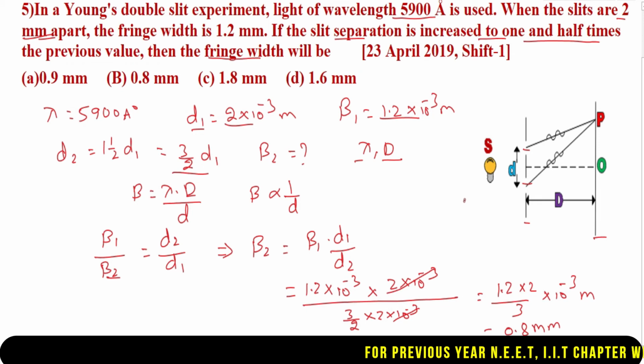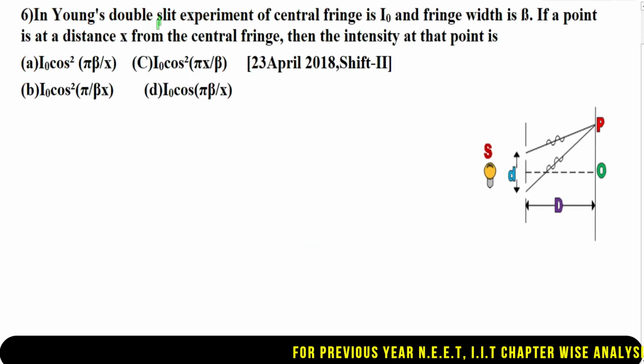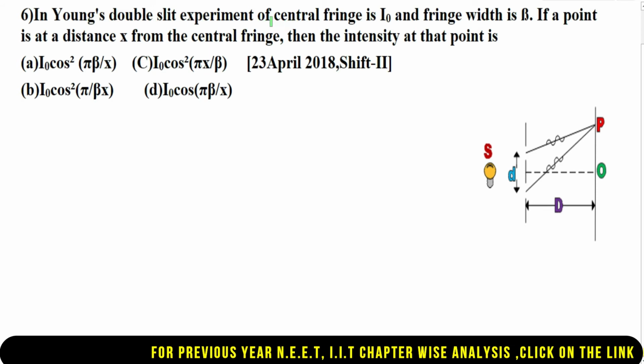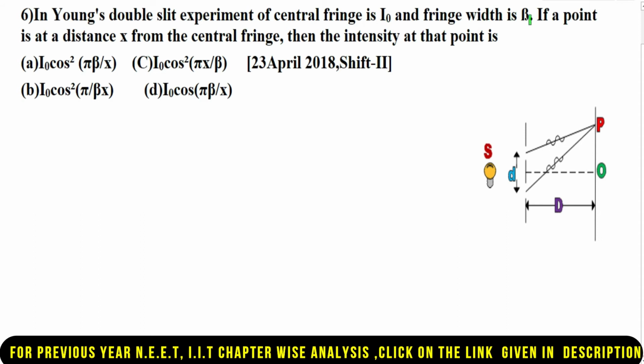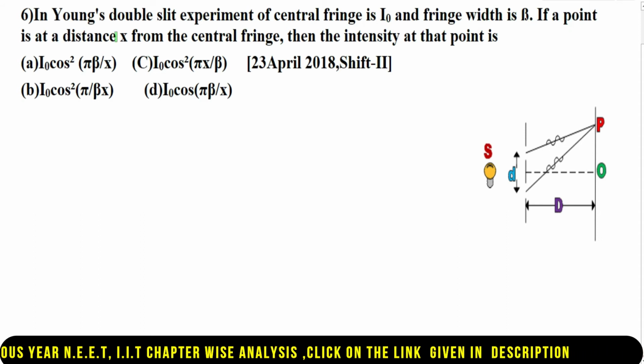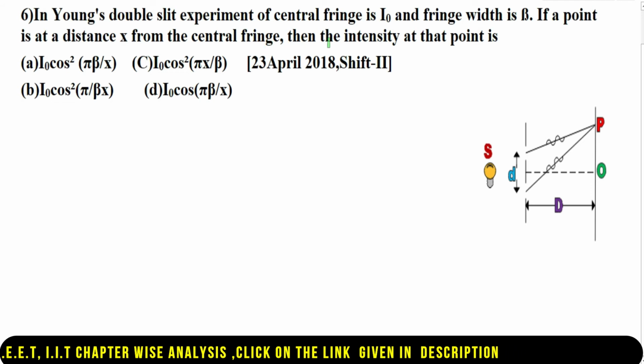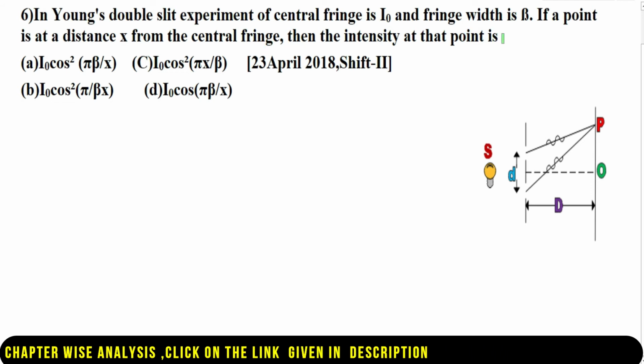So now let us move to our next sum. Our next sum is, in Young's double slit experiment, the intensity of the central fringe is I0 and the fringe width is beta. If a point is at a distance x from the central fringe, then the intensity at that point is.